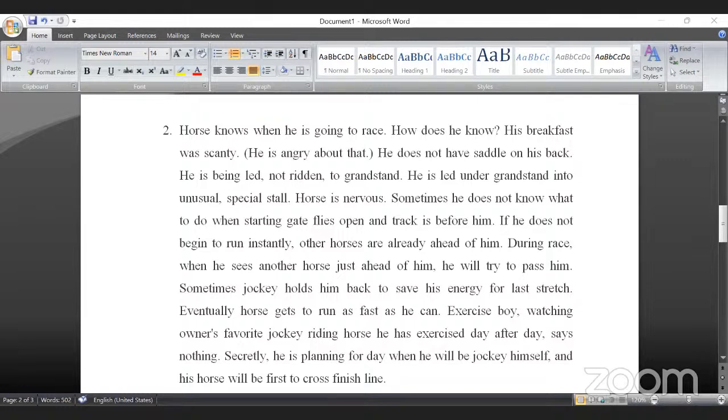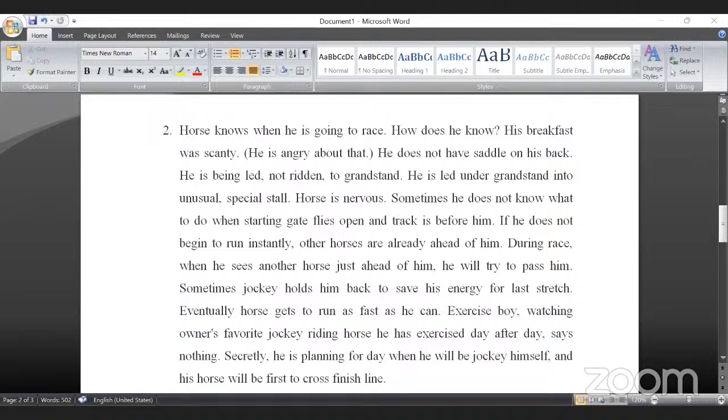Sometimes he does not know what to do when the starting gate flies open and the track is before him. Correct. So this is very similar to the grandstand case. We're referring to everything that is specific to that context and that space, right? So sometimes he does not know what to do when the starting gate flies open and the track is before him. Correct. Both places will take the.